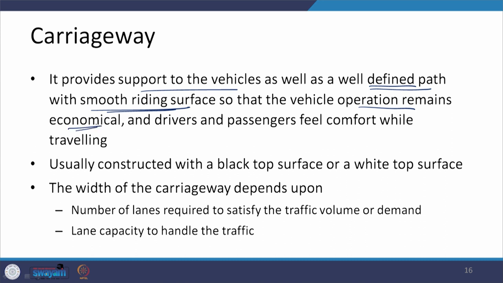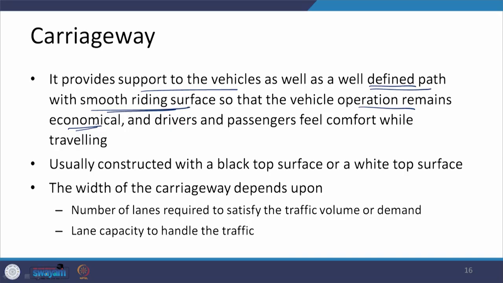If you are moving your vehicle on a rough surface, then the consumption is different than when you are moving on a smooth surface. So, it should provide a smooth riding surface, and it should provide a defined path showing in which direction the movement is going to be. It supports the load of the vehicles, and it provides a feeling of comfort to the passengers and drivers while they are traveling on this particular hard surface. So, that is what a carriageway is.